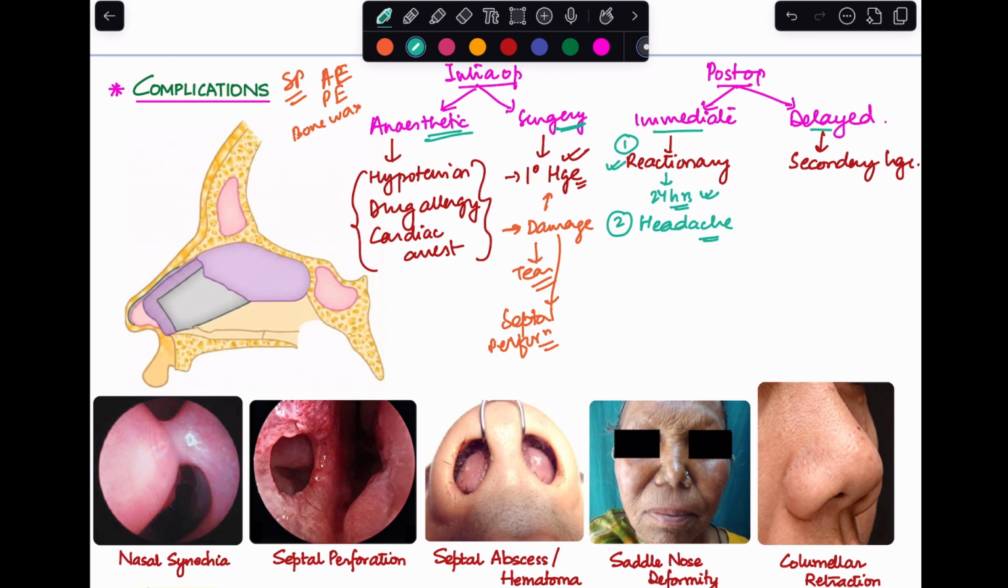The management is very simple. You either loosen up the nasal packing or you just remove the pack very early. And sometimes even analgesics may be required.